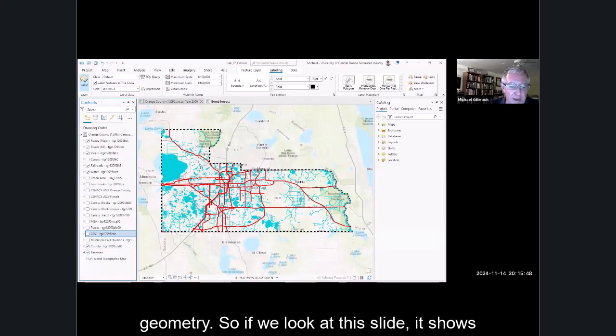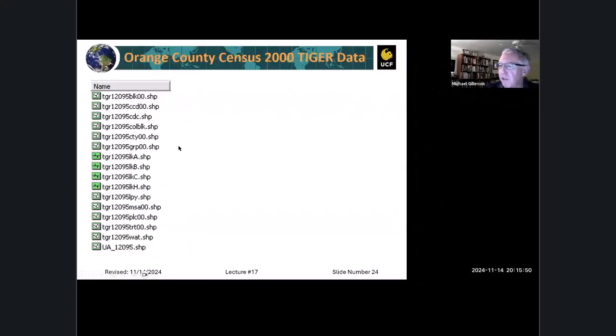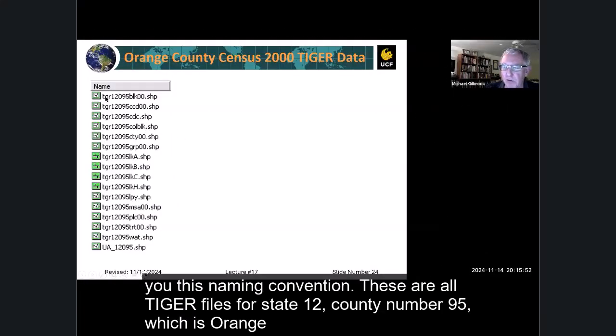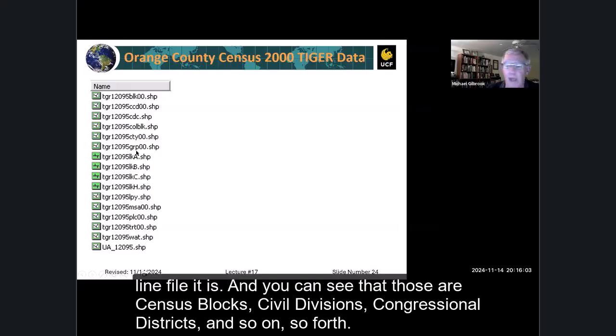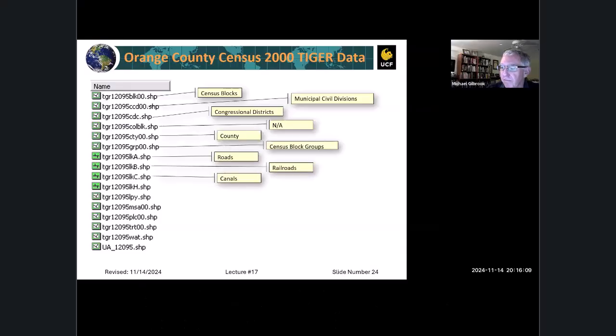So if we look at this slide, it shows you this naming convention. These are all TIGER files for state 12, county number 95, which is Orange County. And then BLK, CCD, CDC, this all stands for the type of line file it is. And you can see that those are census blocks, civil divisions, congressional districts, and so on and so forth.